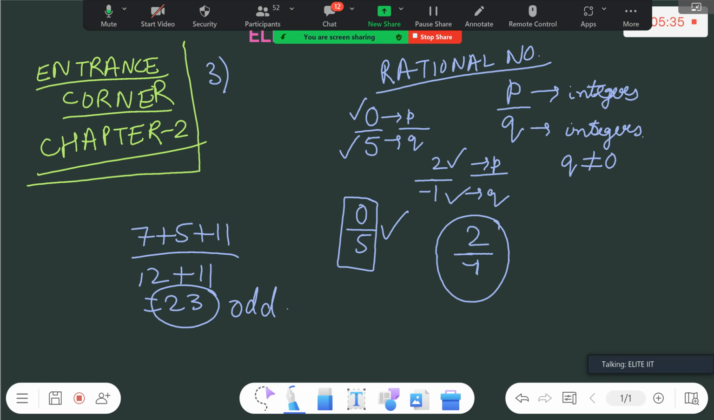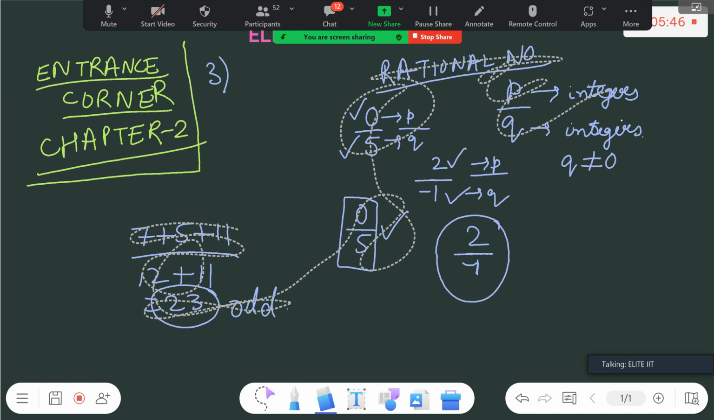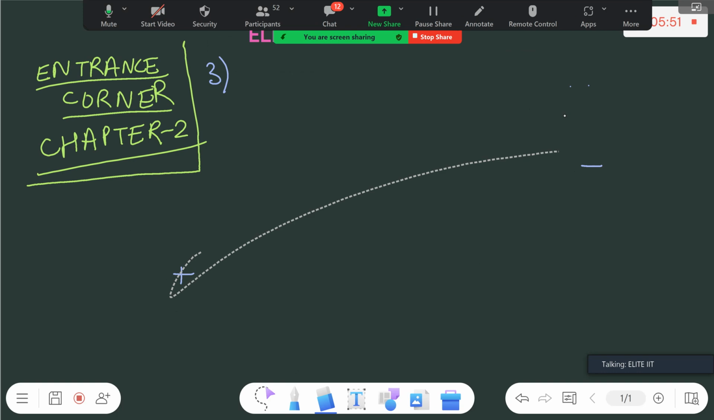Okay, so we'll begin with today's class. It is regarding the entrance corner of chapter 2. Okay? Now we are dealing with question number 3. Actually, there are many questions in the entrance corner, so we cannot do each and every question here. You all will try these questions at home by yourself, and if you are unable to do them, then we have our doubt session. You can ask me, isn't it? So we'll be looking at a few questions in the class.